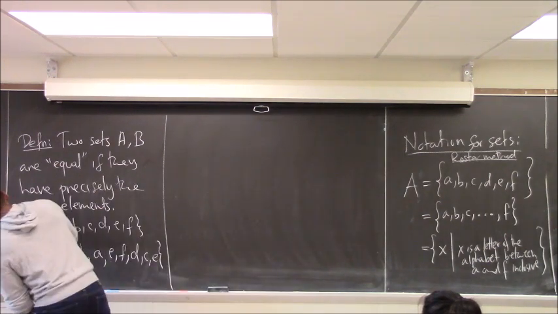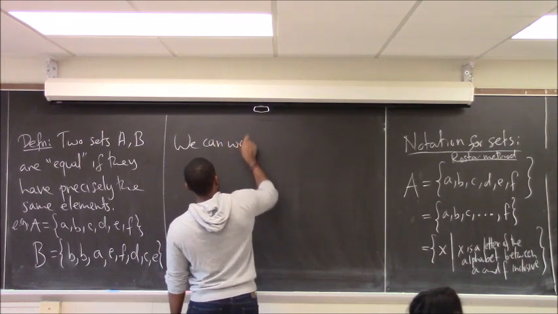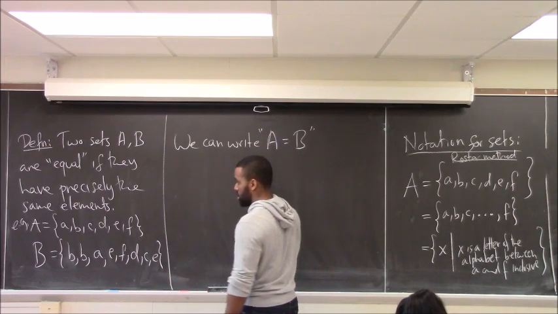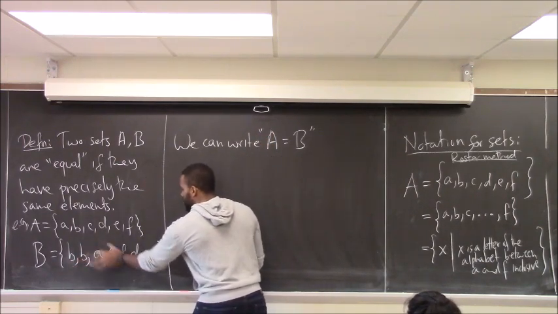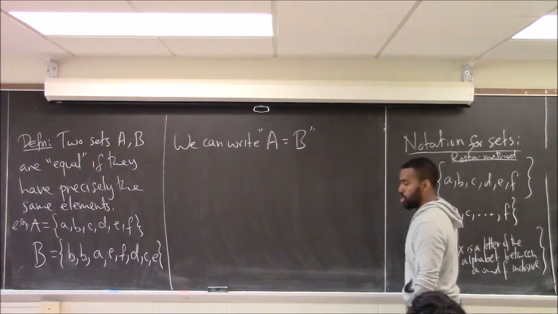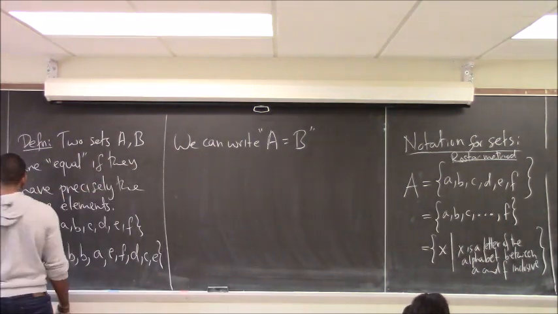So, for example, we can write A equals B for these two sets. They're the same set. Yes, this one repeats, and it mixes up the order of the things, but we don't care. Sets, we don't care about order, we don't care about repetition. These two guys are the same for all intents and purposes.